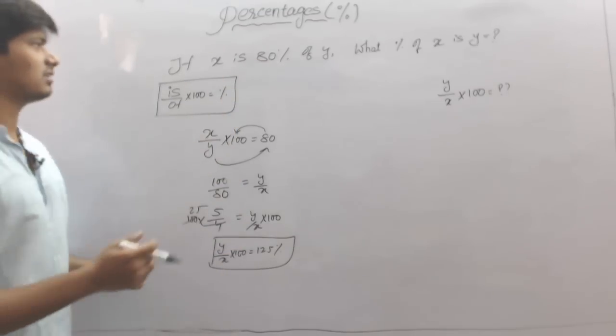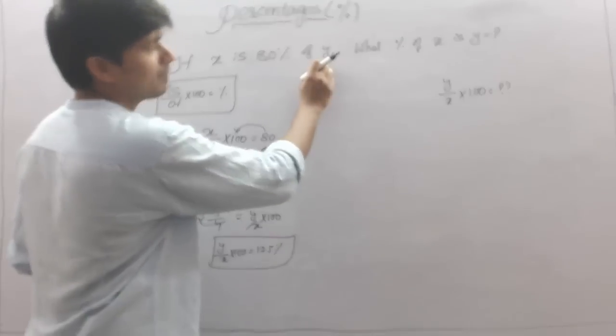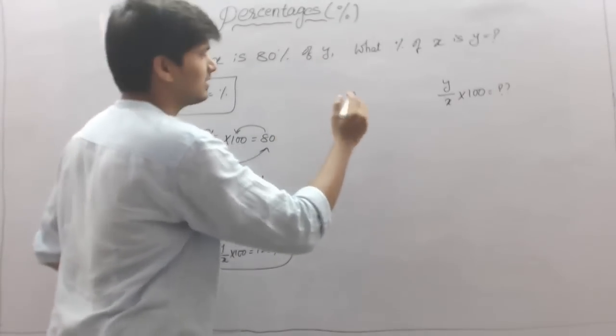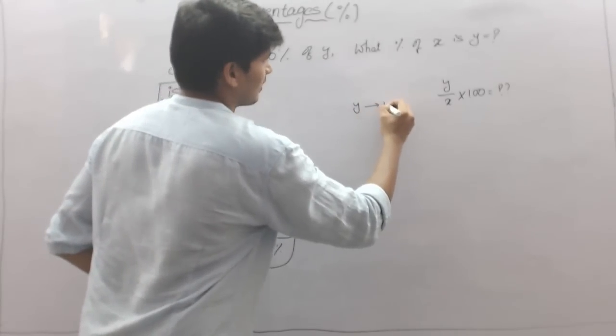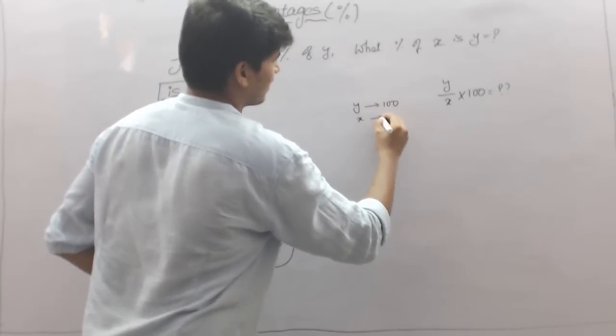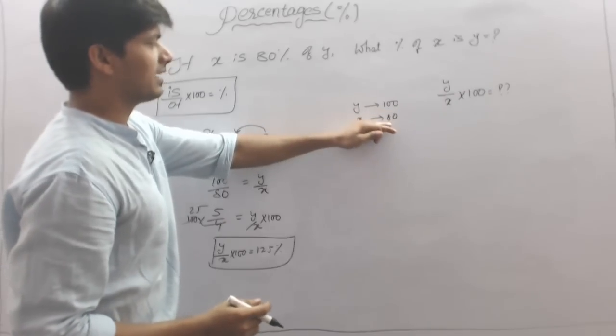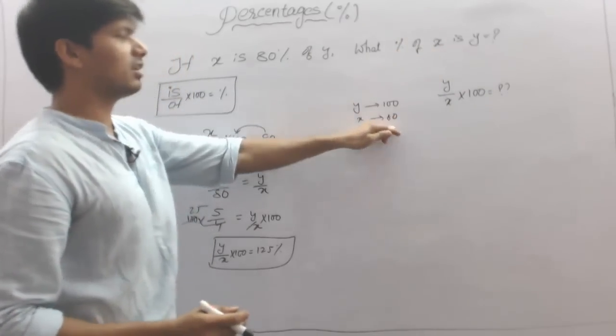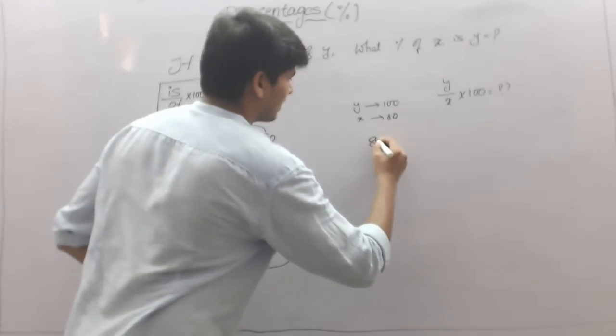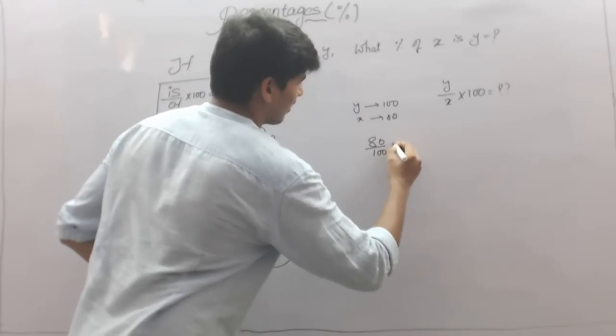The other method is very simple. If x is 80% of y, that means let y be 100 percent. If y is 100, x is 80 percent. Now if x is 80 percent, then y is what percentage of x? Simply 80 by 100 into 100.